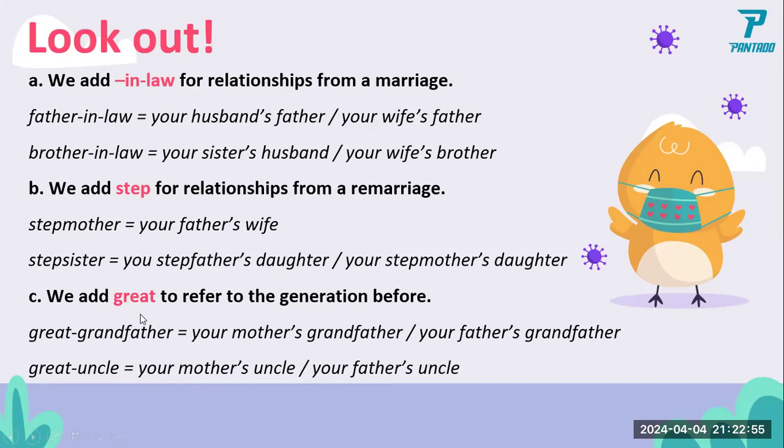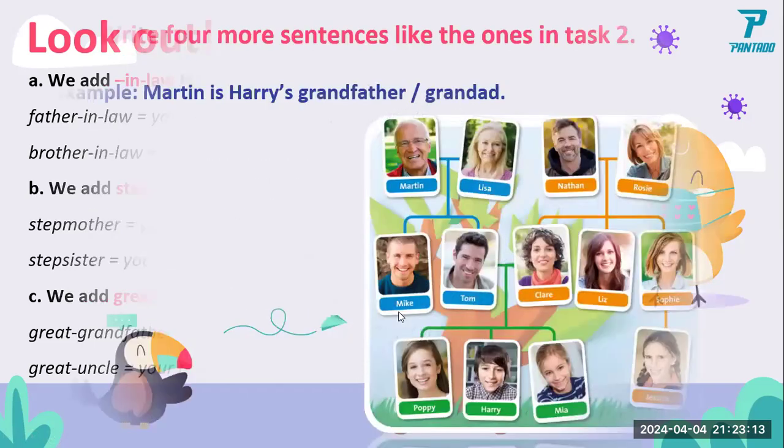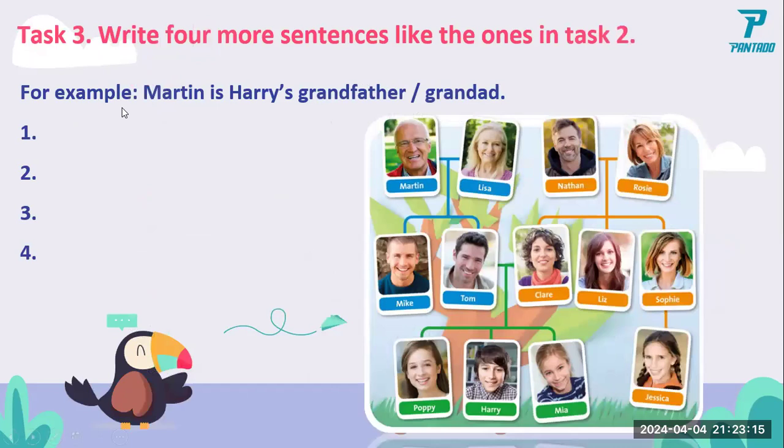We add great to the generation before. Great grandfather, it is the mother's grandfather. Great grandfather, the father's grandfather. Great uncle, your mother's uncle, or your father's uncle. That's great uncle or great aunt. Okay, for example, Mary is Harry's grandfather. Look at this. Okay, write four more sentences like the one in the test.